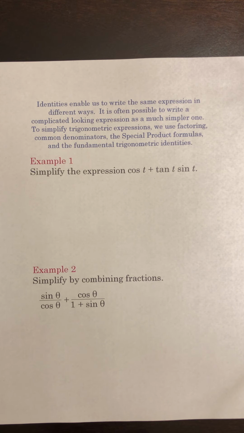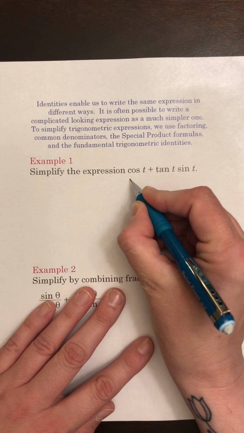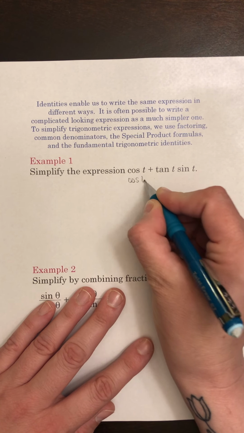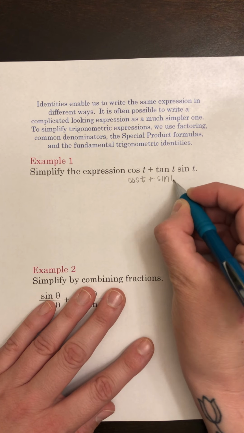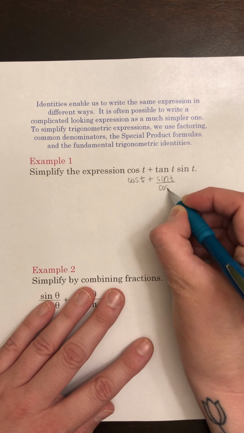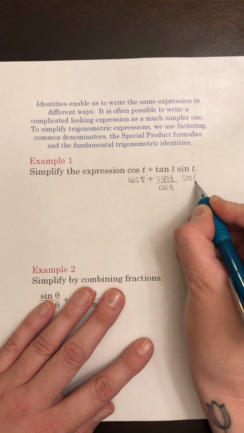So example number 1 says to simplify our expression, and we have been given cosine t plus tangent t sine t. So I would ask myself, okay, well, what is something that I know? The first thing that I can think of is that tangent, which is the reciprocal function of cotangent, also represents sine over cosine. So that's actually where I'm going to start. I'm going to keep cosine t the same. I'm going to turn tangent t into sine t over cosine t, and that is being multiplied times sine t.